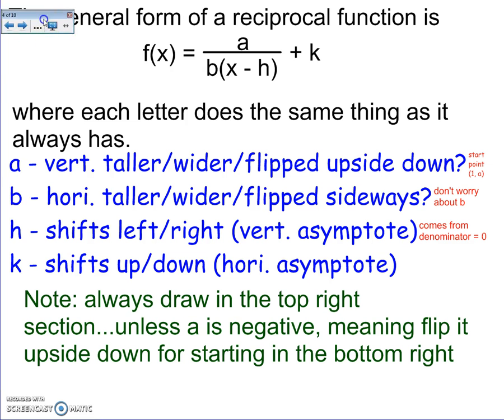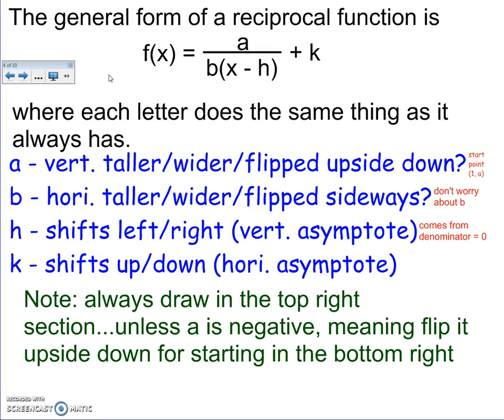Now we're graphing. Well, let's see, here's the general form, where each letter does the same thing as it always has. So A is still vertically taller or wider, flipped upside down or not. There is a start point. It's going to be 1 comma A. B is horizontally taller or wider, like a stretch, and it's flipped sideways or not. But for regular Algebra 2, do not worry about B. H shifts left and right, and it's the vertical asymptote because that comes from the denominator equal to 0. And then K shifts up and down, and it's still our horizontal asymptote just like before.